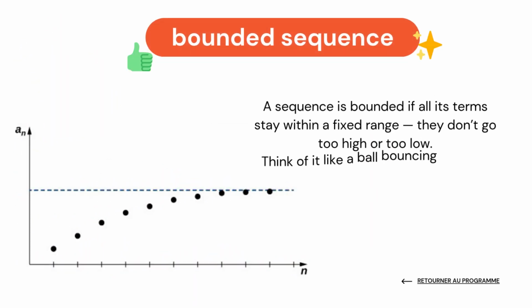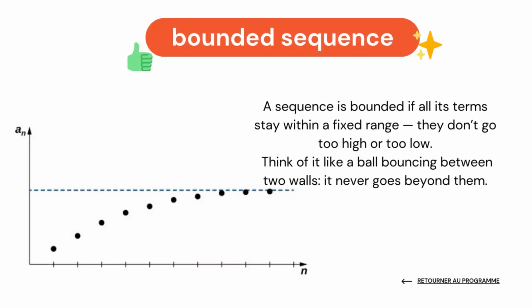Bounded sequences. A sequence is bounded if each term stays within a fixed range. They don't go too high or too low. Imagine a ball bouncing between two walls. It never goes beyond them. That's the idea of a bounded sequence.